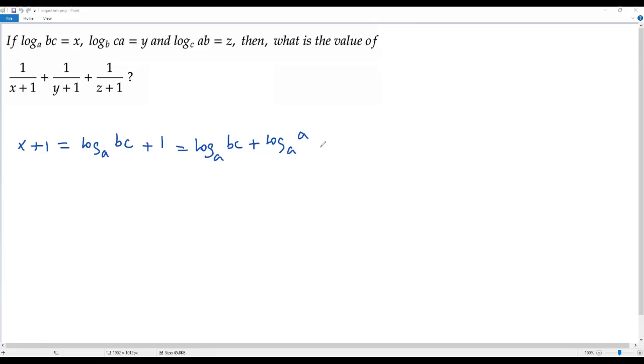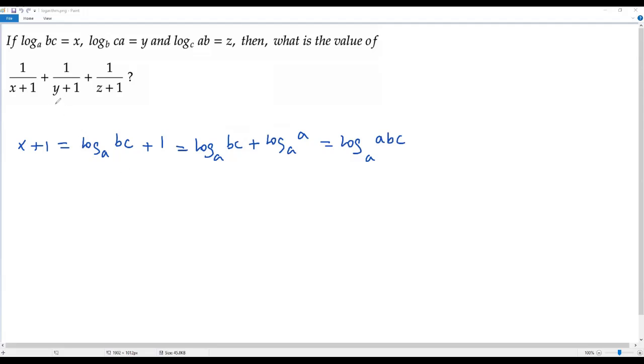What is the product rule of logarithm? Whenever we add two logarithms with the same base, we can write the logarithm once with that base, and we can multiply the arguments, that is BC and A. When I multiply BC and A, I am getting ABC.